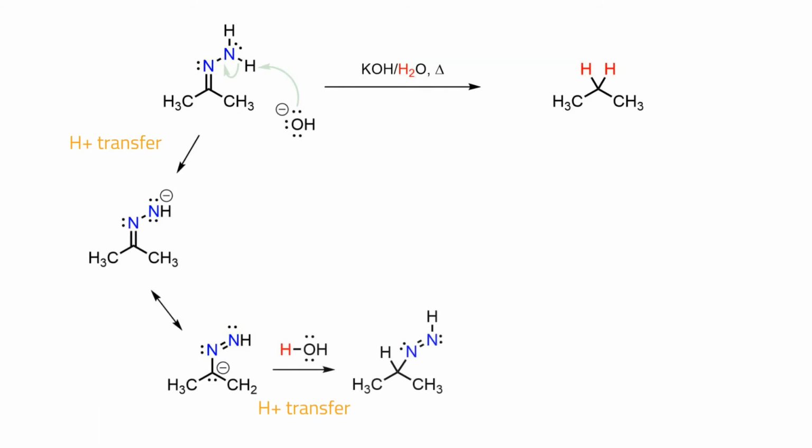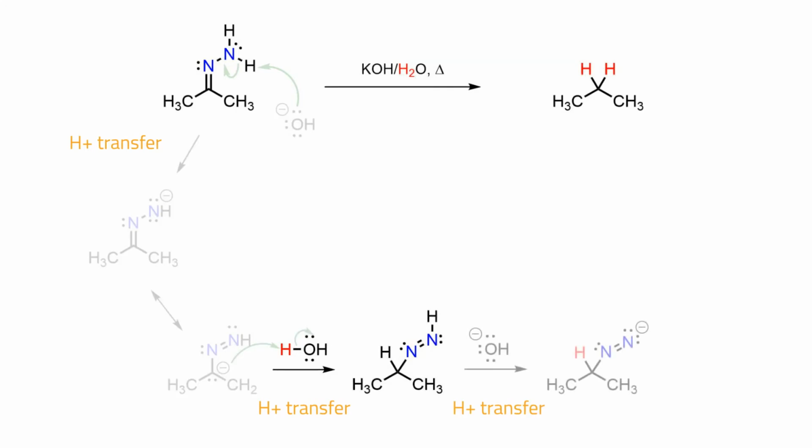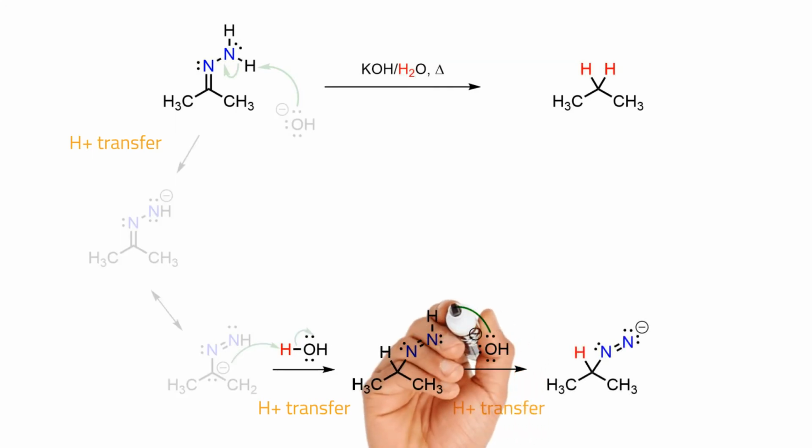Since water is the solvent, the conjugate base may be protonated at carbon to give a neutral azo compound. The azo structure is then deprotonated at nitrogen again, the enhanced acidity of the proton being due to the sp2 hybridization of the azo nitrogen.